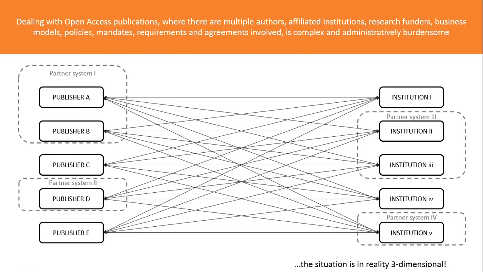Now, what problem are we aiming to address? Well, when dealing with open access on a publication level, there's often a situation where there are multiple authors, affiliated institutions, research funders, business models, and regulations, requirements, mandates, and that can be administratively burdensome and very complex. And this visual illustrates this. And the illustration should actually even be three-dimensional because funders aren't even in here. And the arrows represent relationships between parties. Imagine the traffic over these lines when it comes to communicating about individual publication level arrangements.